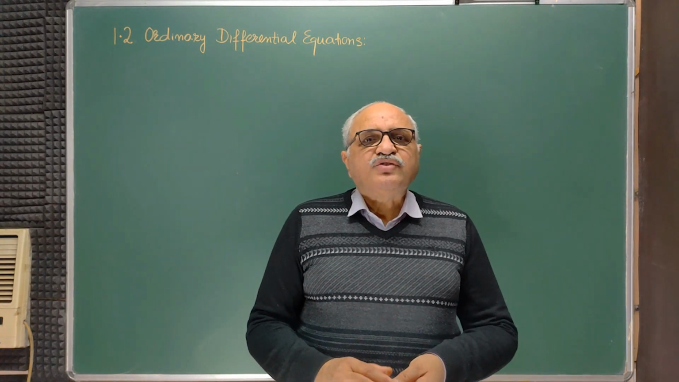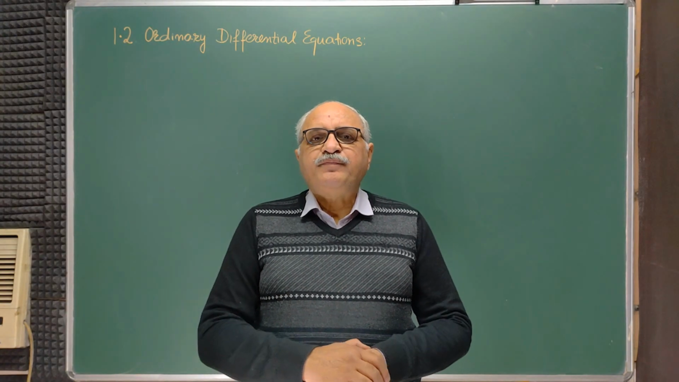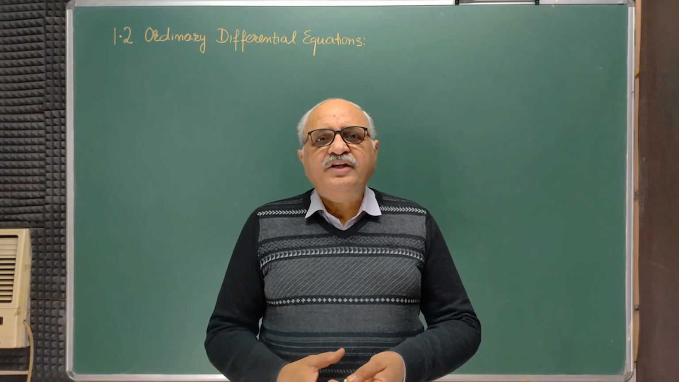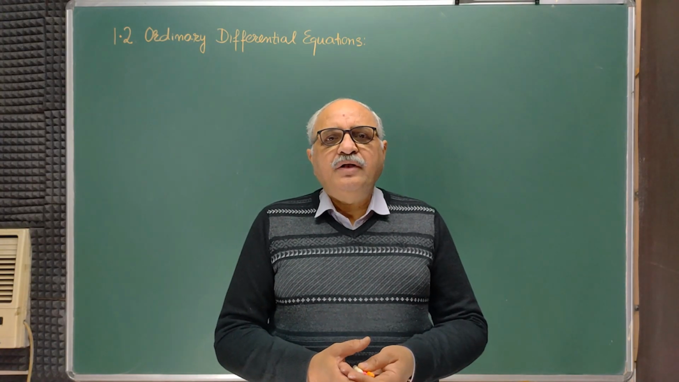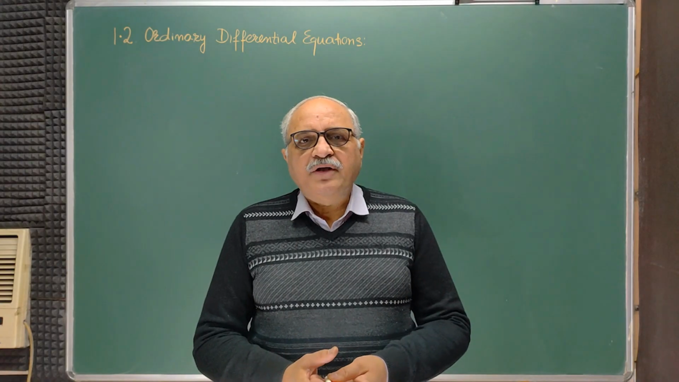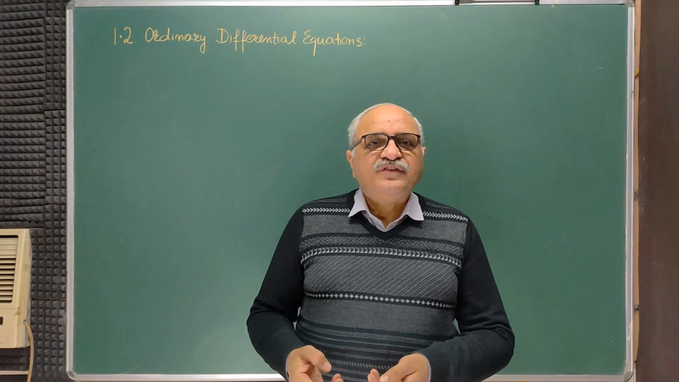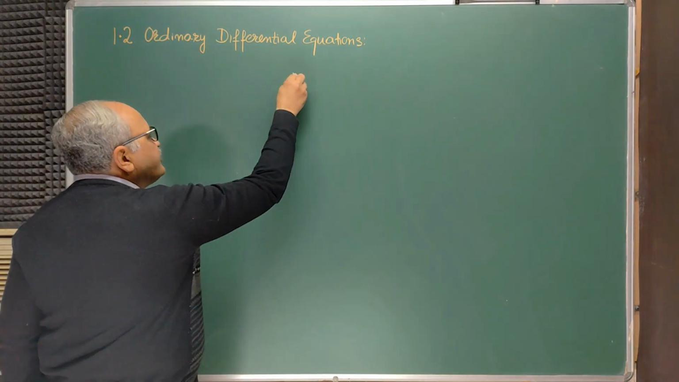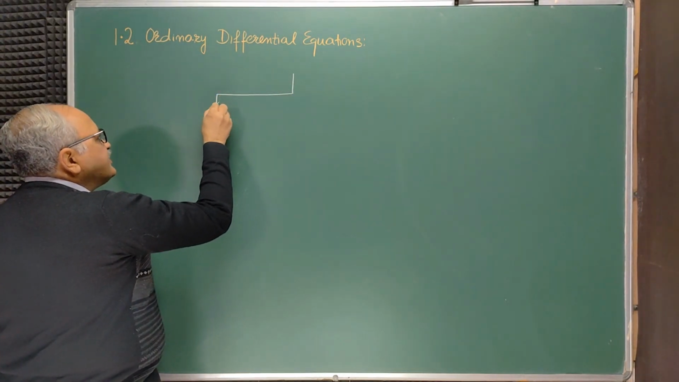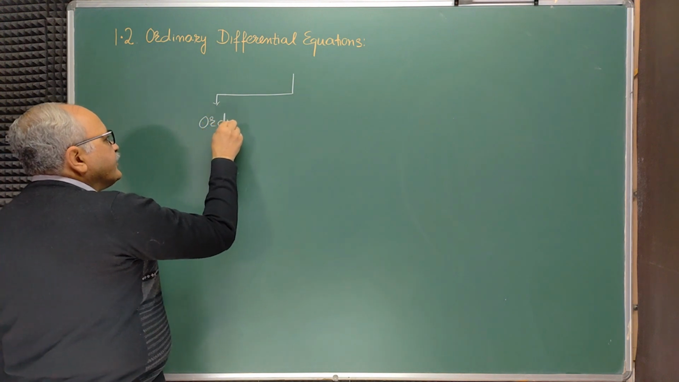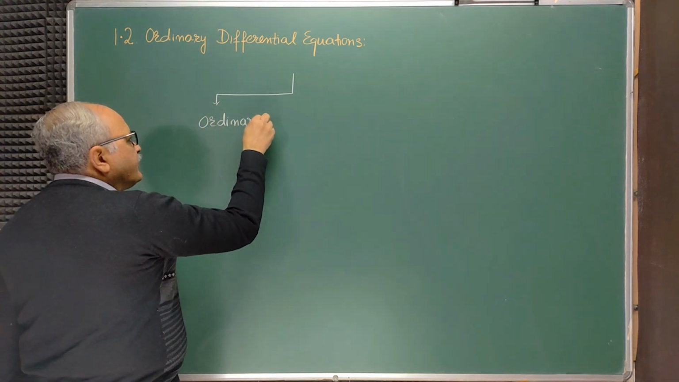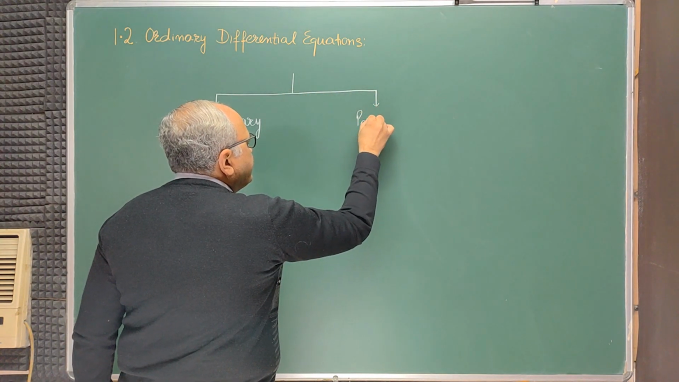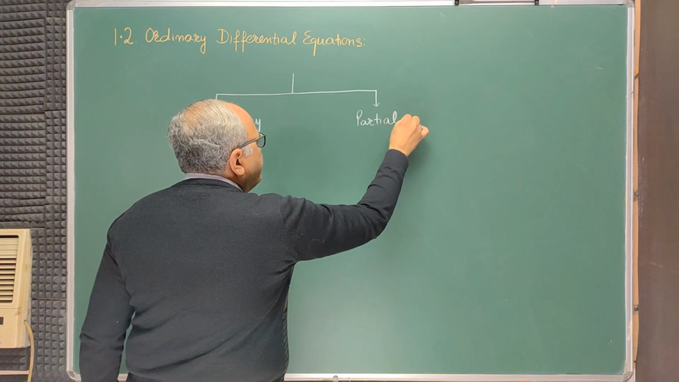So, first of all, what is a differential equation? Differential equation is an equation which involves the derivative of the dependent variable in terms of the independent variable. When we have this differential equation, there are two types of the differential equation. One we call as ordinary, and another one is called partial differential equation.